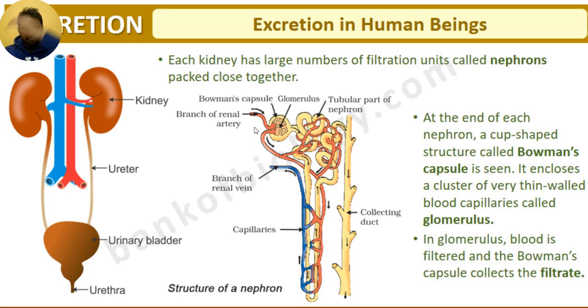Each kidney has a large number of filtration units called nephrons packed close together. At the end of each nephron, a cup-shaped structure called Bowman's capsule is seen. This is the Bowman's capsule. It encloses a cluster of very thin-walled blood capillaries called glomerulus. In glomerulus, blood is filtered and Bowman's capsule collects the filtrate.